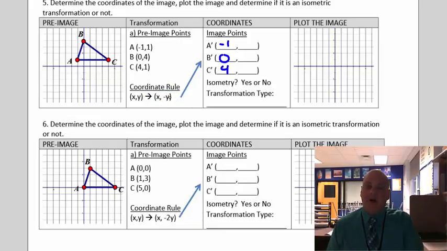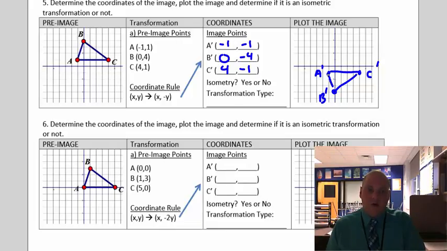What happens to the y? y becomes -y. That means change the sign of y. So we have 1, it becomes -1. We have 4, it becomes -4. We have 1, it becomes -1. So we have A prime, B prime, C prime that we're going to graph over here. (-1, -1), that's A prime, we got to label it. (0, -4) is B prime, and then (4, -1) is C prime. So we have our new triangle.